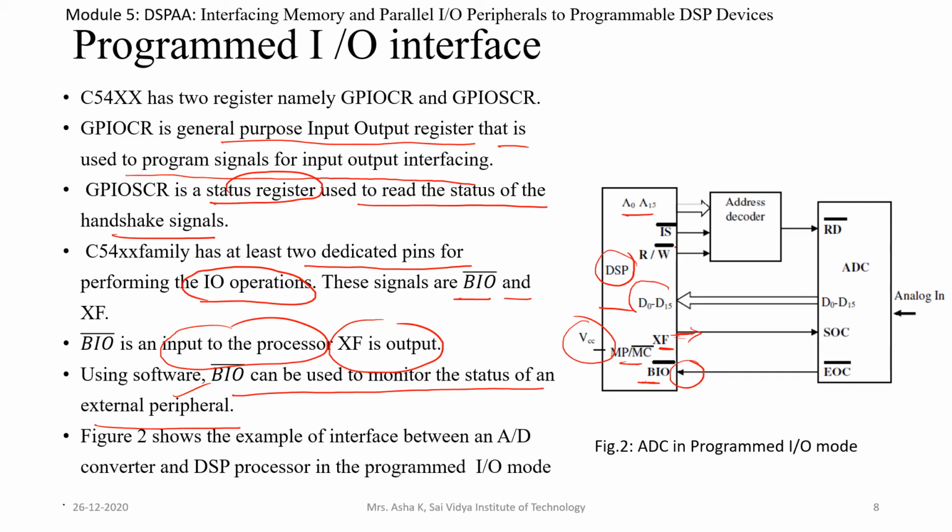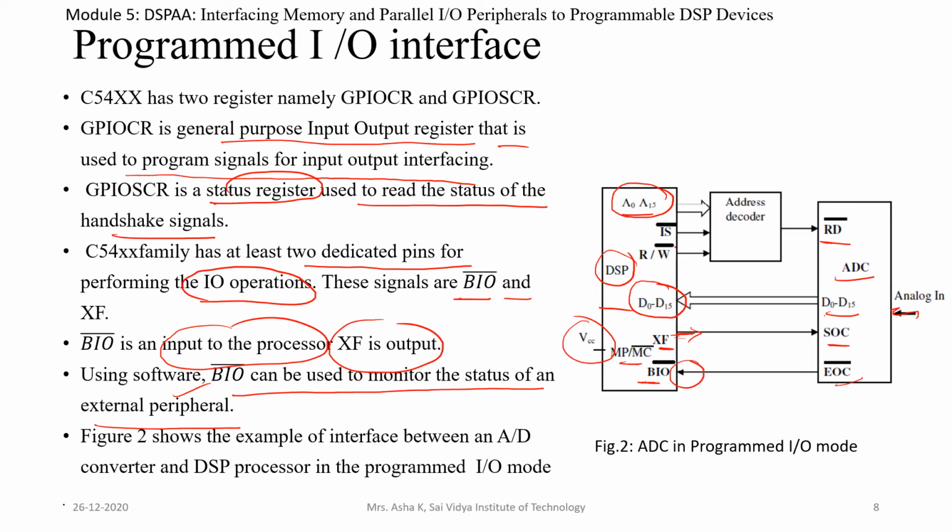We have D0 to D15 data lines and A0 to A15 address lines. An address decoder will be there. If you observe, your ADC does not have any address lines. It has an input read bar pin, D0 to D15 as the output pins of the ADC, and SOC is an input pin to the ADC, and end of conversion is an output pin of the ADC.